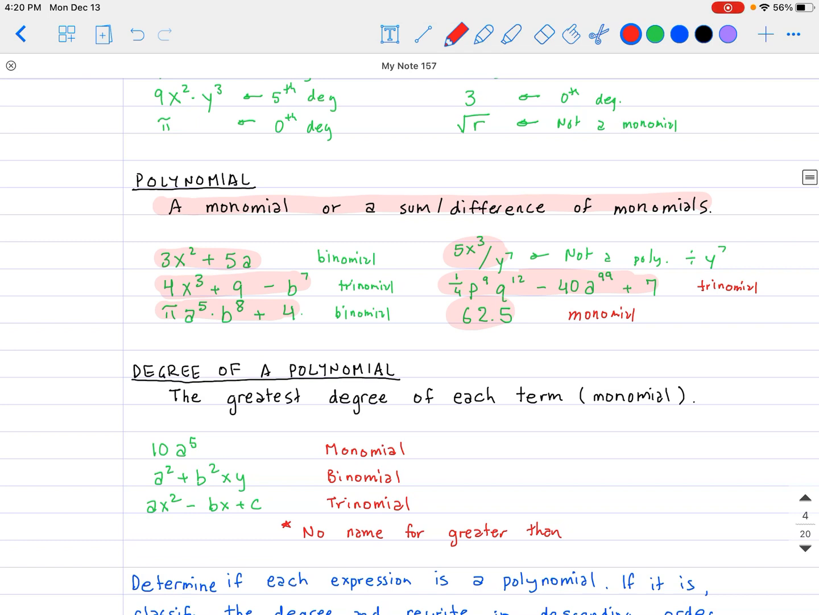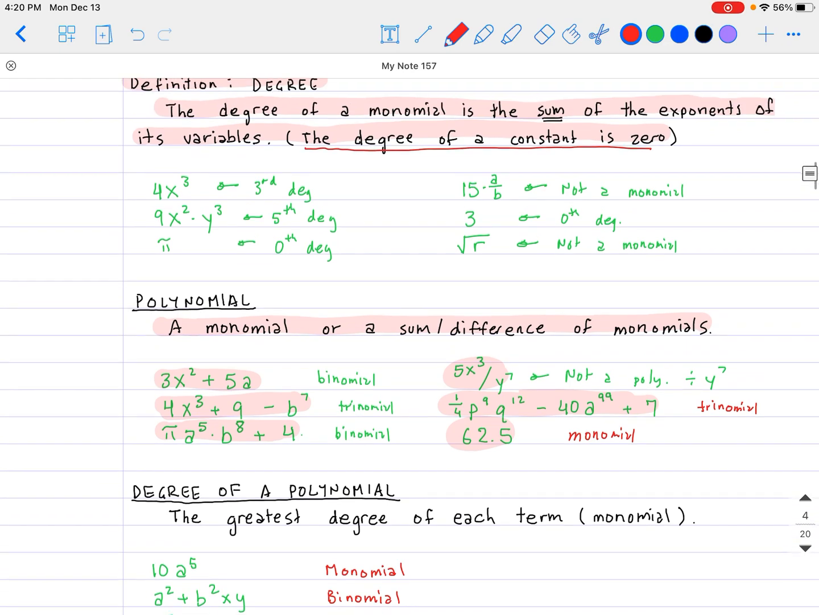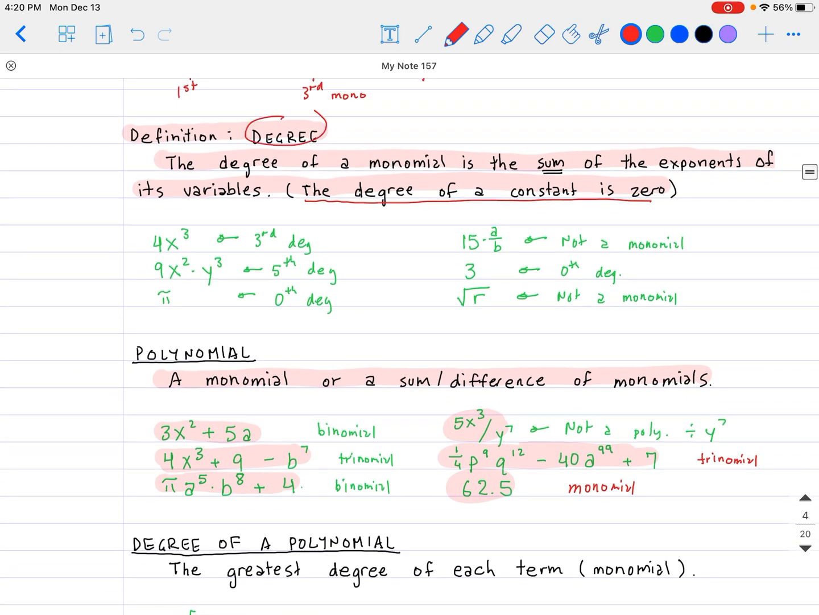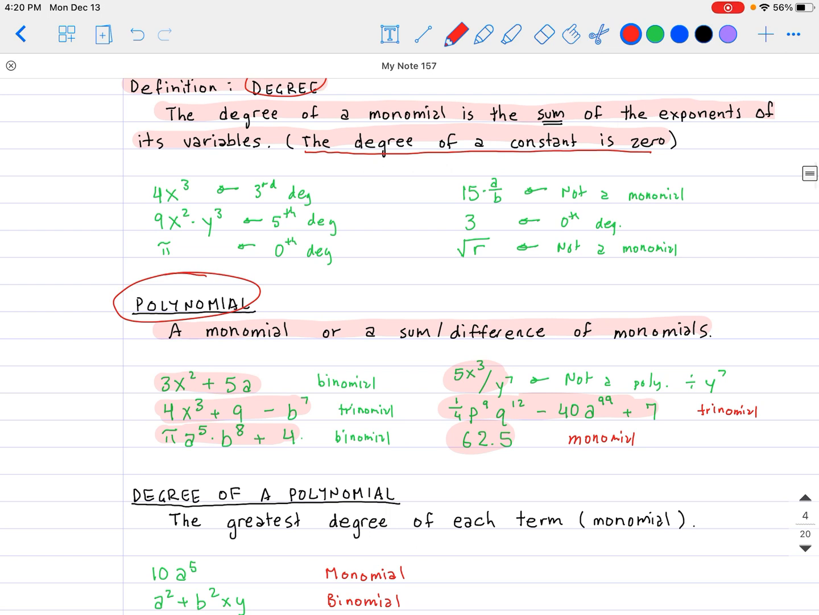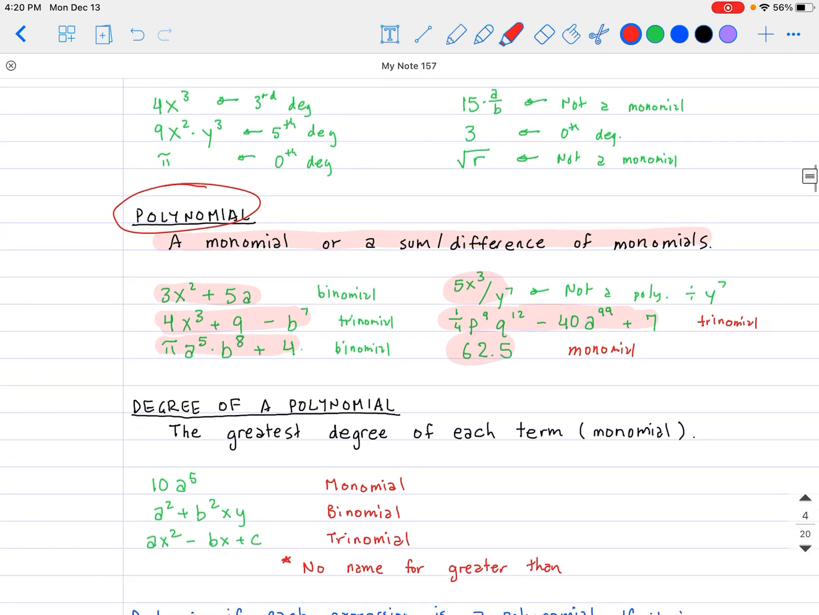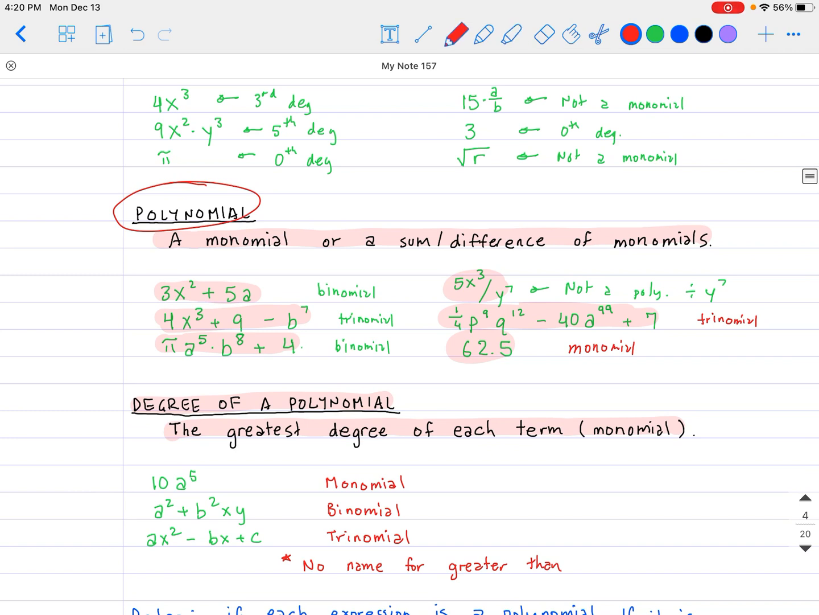Okay, so for each of these polynomials, you'll notice that there's something we can refer to, which is going to be the degree, which tells us how big these polynomials are. What we're doing is combining the definition of degree along with the definition of polynomial to find out the degree of each polynomial. So for the next part, the degree of any polynomial is the greatest degree of each of the terms, the monomials. So here are some examples.